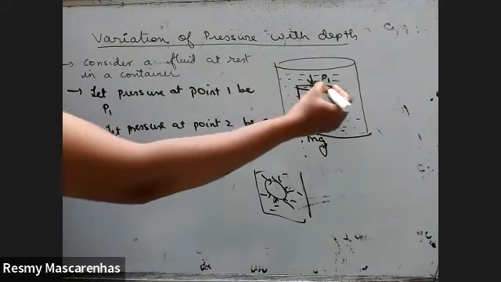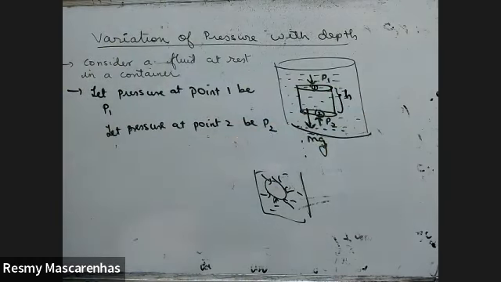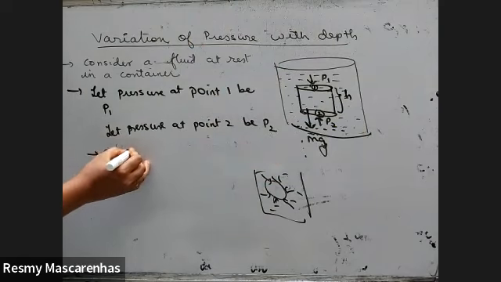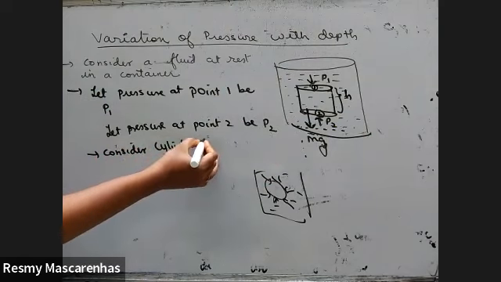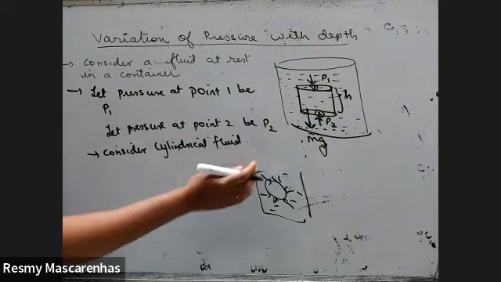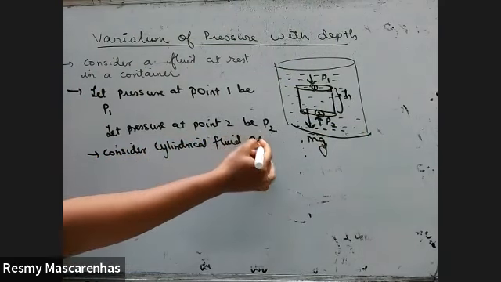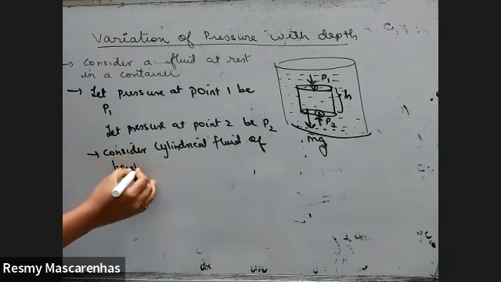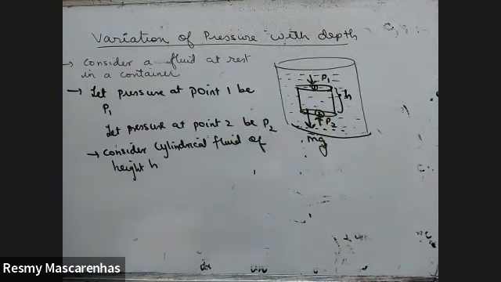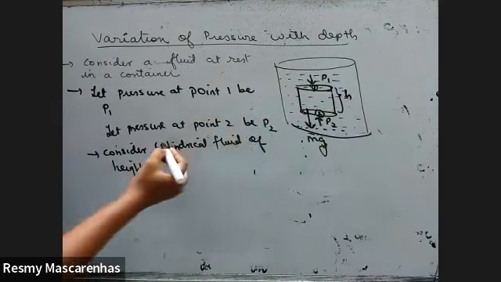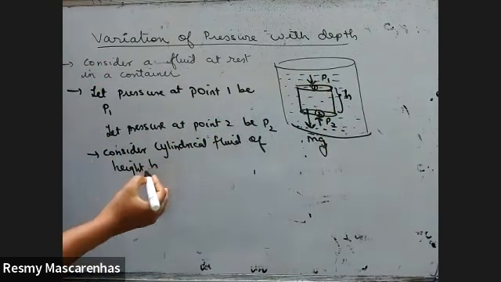And let us assume this is of height h. Okay. So this is like a column of fluid only, we are assuming. Small area of this inside the fluid, cylindrical part of height h.